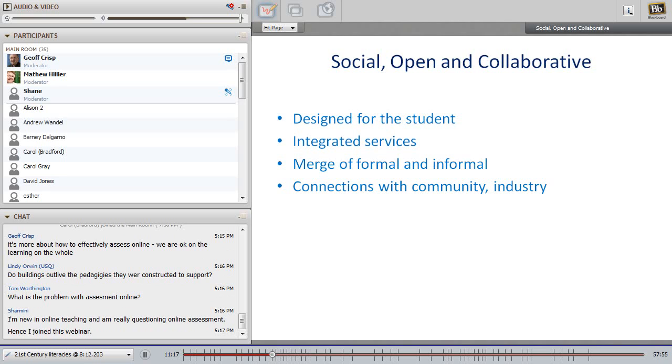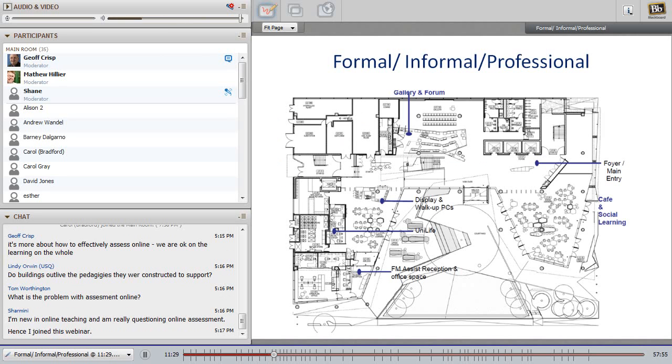So this building was designed for the student: integrated services, a merge of formal and informal contexts, and particularly for UniSA, we wanted to build in stronger connections with the community and industry, which led to a lot of questions about how do we actually evaluate that. So I'm going to step through this really quickly, so bear with me, stick with me.